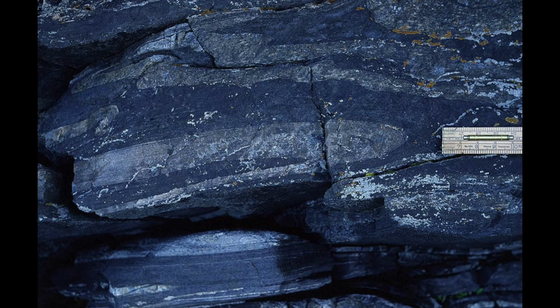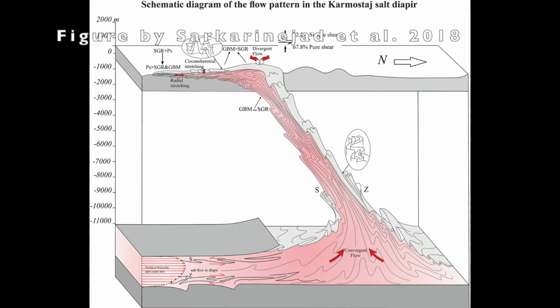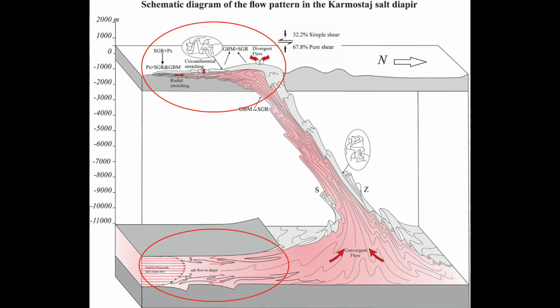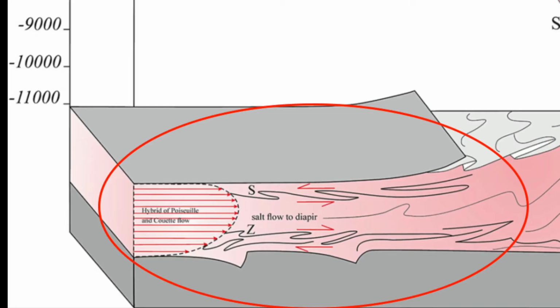Now that we know what sheath folds look like, let us explore how sheath folds are formed. Sheath folds in salt are often related to salt diapirs. They can be found in two different places, either on the surface in the salt glaciers or deep in the earth in the source layer. Let us first look at the source layer.